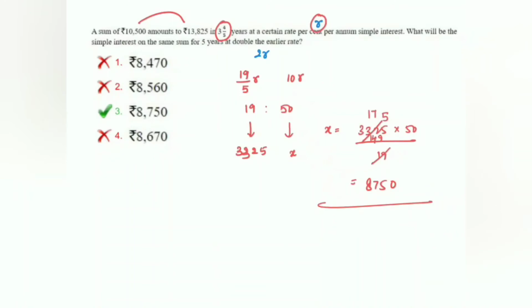Look at the next one. What will be the compound interest on a sum of 31,250 for 2 years at 12% per annum if the interest is compounded 8 monthly? So basically, if it is yearly it means 12%, 12 months 12%.